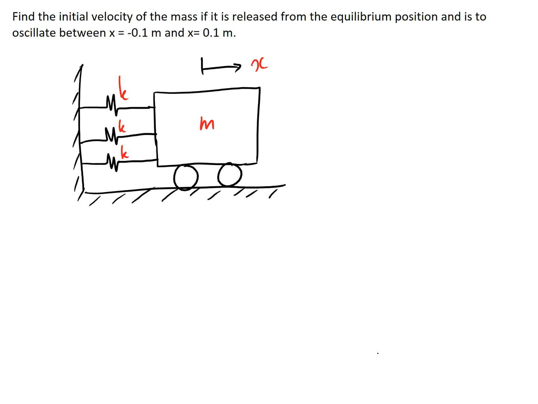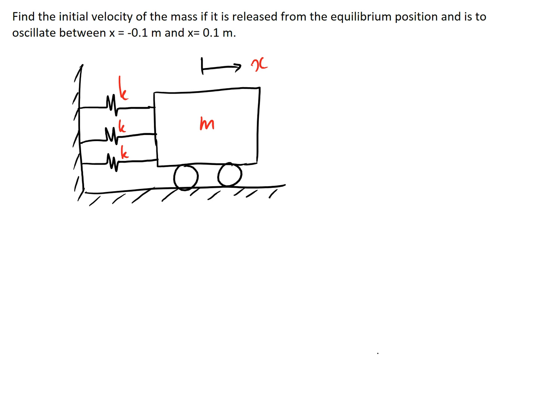So it says find the initial velocity of the mass if it is released from the equilibrium position and is to oscillate between x equals negative 0.1 and positive 0.1 meters. So we can see straight off that this is going to be a free vibration question because we have no externally applied forces. And we're also going to end up with undamped motion because we have no dampers attached to our mass at all. They're all springs.